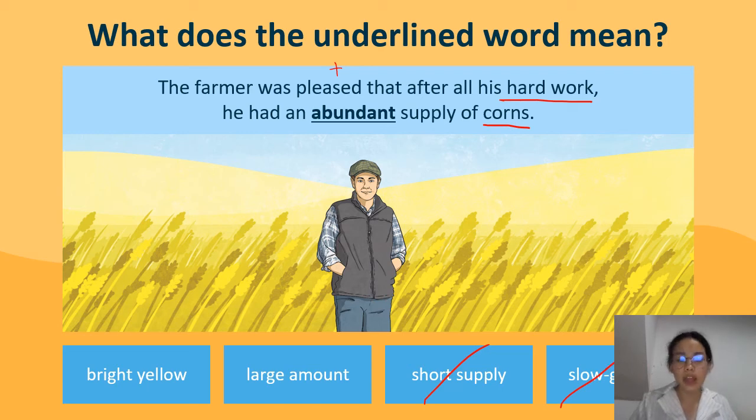And let's see, bright yellow, a large amount. Large is a positive way, so let's keep it. Bright yellow. What about if he did less work? Will he get the different colors of corns? No. So the correct answer for this one is large amount of corn. Supply is like amount of corn. If he did hard work, he will get a lot of corns. So abundant means large or a lot.